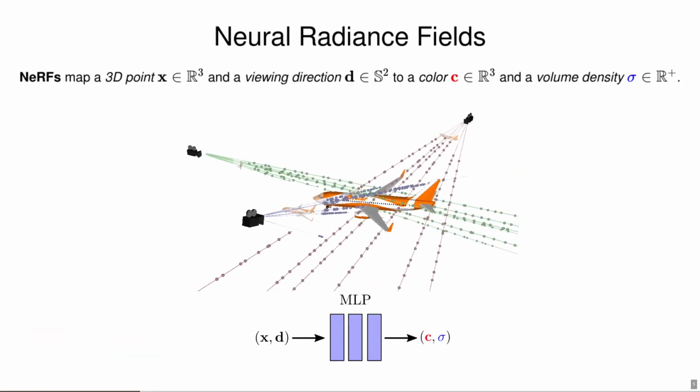Our approach is based on the seminal work of neural radiance fields. Neural radiance fields map a 3D point x and a viewing direction d to a color value c and a volume density value sigma. During training, different views of the same object with known camera poses are provided. The network learns the geometry and color of the object using multi-view consistency.